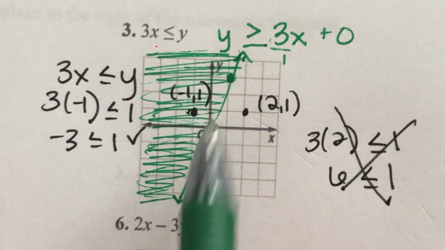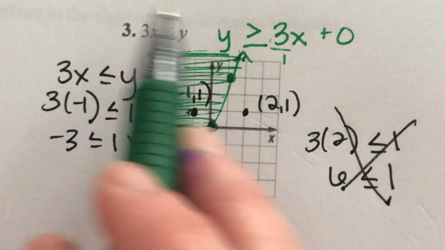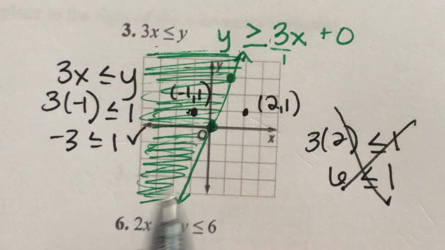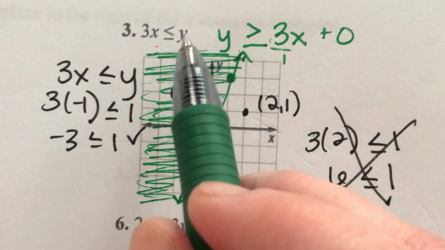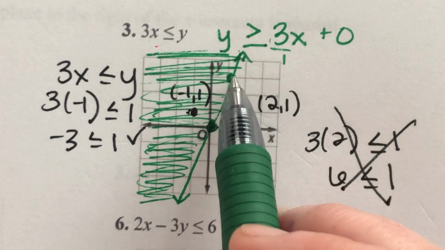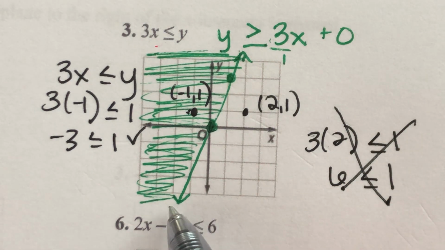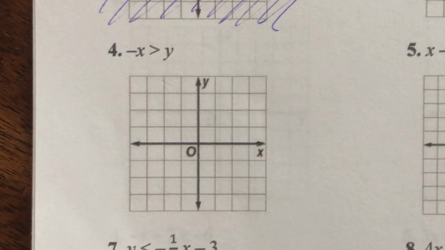All of these points are solutions to this inequality. None of these points make this inequality true, but all of these points do. Okay? If my line was dotted, that means everything in the shaded region would be a solution, but anything on the line itself, if the line is dotted, is not a solution. Okay? Next one, number 4.